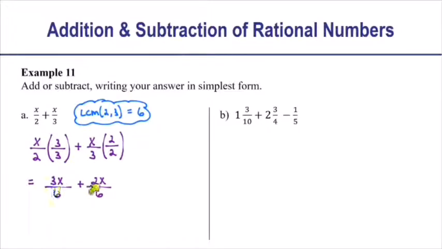Now this time these numerators can be combined. 3x plus 2x is like terms, and we can combine those and get 5x, and then the denominator stays the same. So we end up with 5x over 6.